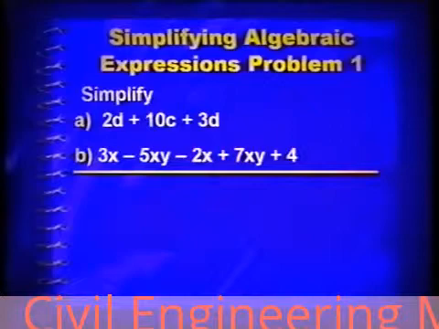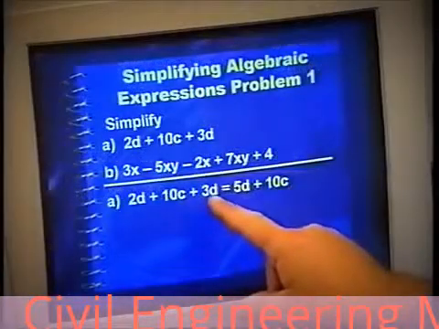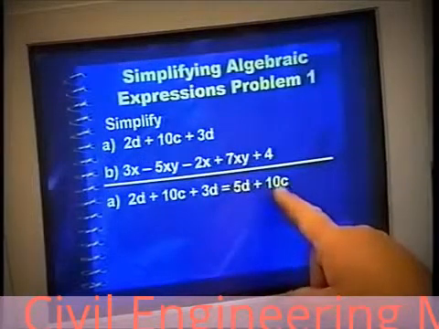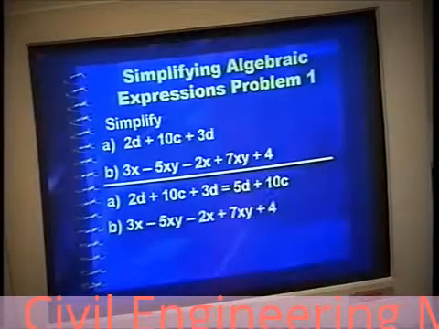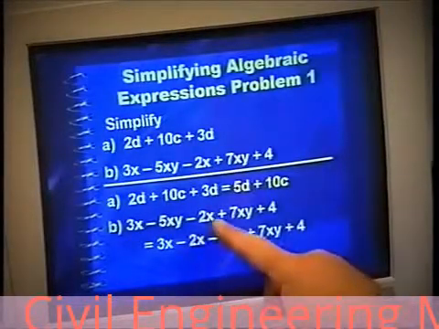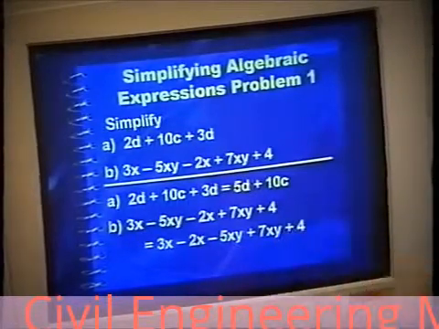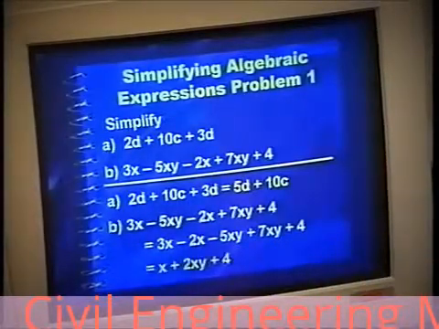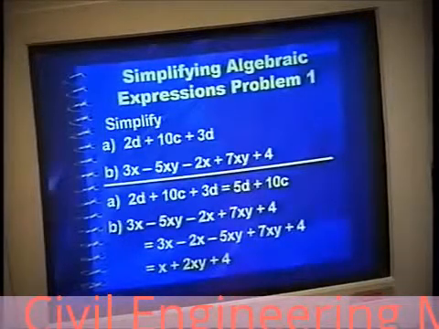2D plus 10C plus 3D equals, let's look at problem A. Well, we can of course add the 2D to the 3D to get 5D, but we can't do anything more, and we leave that as 10C. In the next problem, 3x minus 5xy minus 2x plus 7xy plus 4. There is a 3x and a minus 2x. I can combine those two there. Can't do anything with the 4. And so the final simplification is x plus 2xy plus 4.